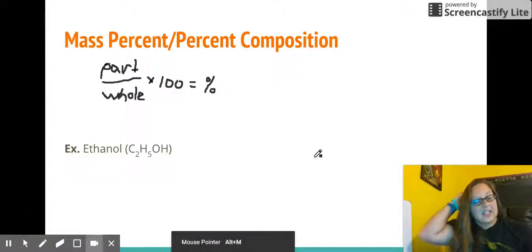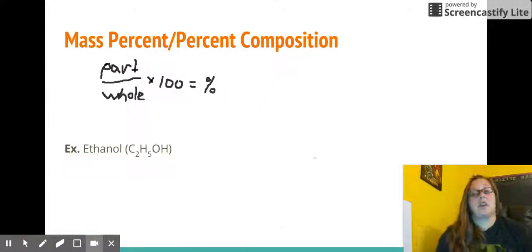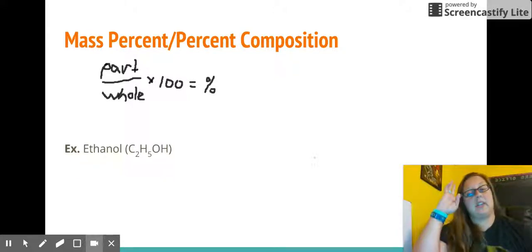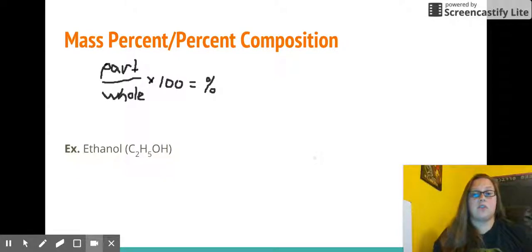All right, so the first thing is mass percent or percent composition. Those two terms can be used interchangeably. It depends on who's writing the question for your AP free response or whatnot, according to which version you'll get. But they're the same thing. Now, when we take any percentage, it's part over whole times 100, and that's equal to our percentage.